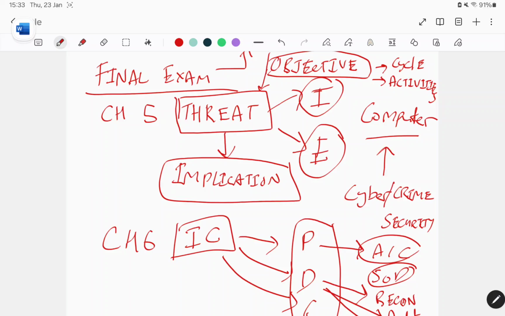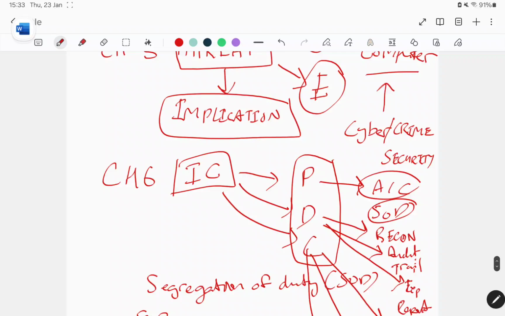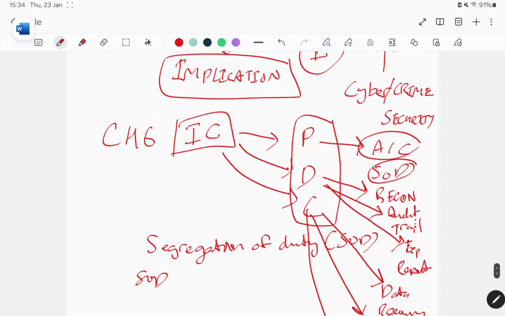My suggestion is you put it, so that it is clear that you're pointing to that perspective. Like the internal control here also, you put preventive and then put segregation of duties. My suggestion is put it, so that you are specific.